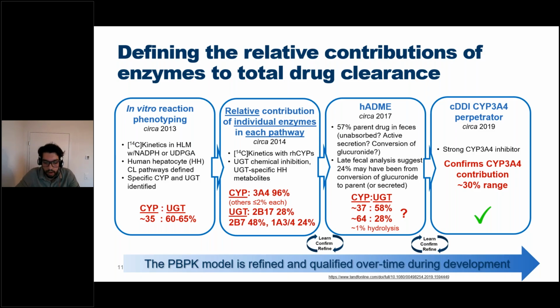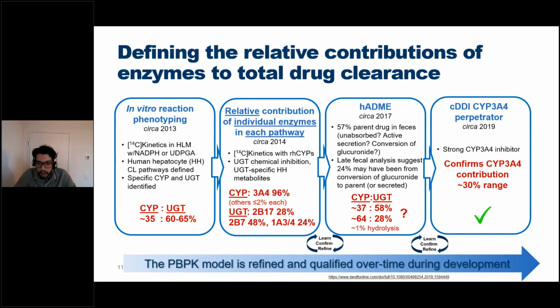And since this first scenario was more in line with our in vitro assessment at the time, we were thinking it was the more likely scenario. Now 2 years later, in 2019, we had a clinical DDI study with a strong CYP3A4 inhibitor, and from there we confirmed that the percentage contribution of CYP3A4 was in the 30% range, based on the results of the clinical DDI.